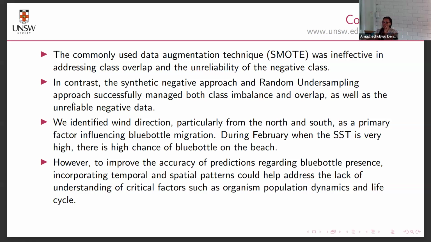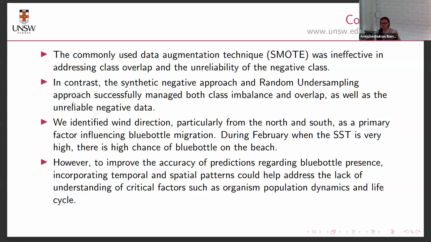And then we identified wind direction, particularly from the north and south, as a primary factor influencing bluebottle migration. And during February, when the sea surface temperature is very high, there is a high chance of bluebottles. So when you are going to the beach and you look at your forecast and it's in February, be sure that there is a high chance of you seeing a bluebottle. So be alert to avoid getting stung.